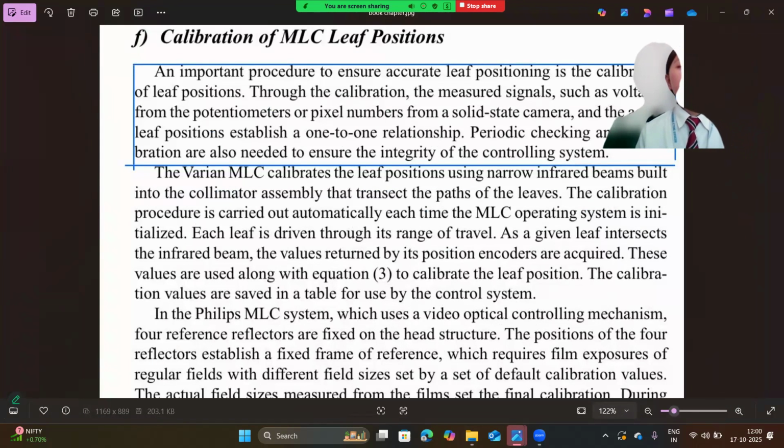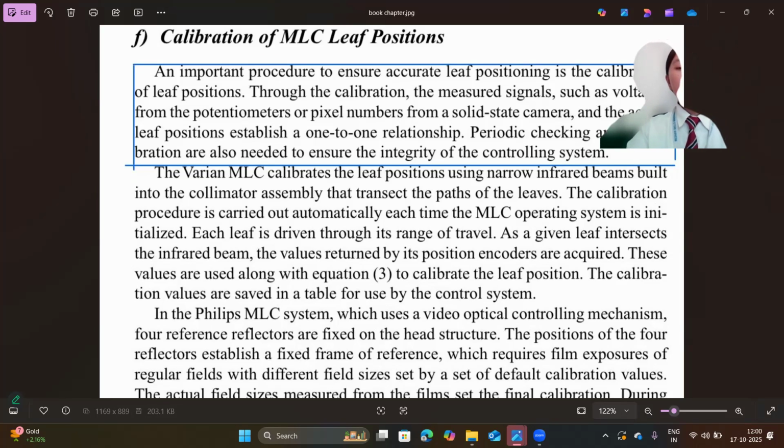So the topic is the calibration of MLC leaf positions. An important procedure to ensure accurate leaf positioning is the calibration of leaf positions. Through the calibration, the measured signals such as voltage from the potentiometers or pixel numbers from a solid state camera and actual leaf positions establish a one-to-one relationship. Periodic checking and recalibrations are also needed to ensure the integrity of the controlling system. So I would like to say that this shows the importance of calibration.